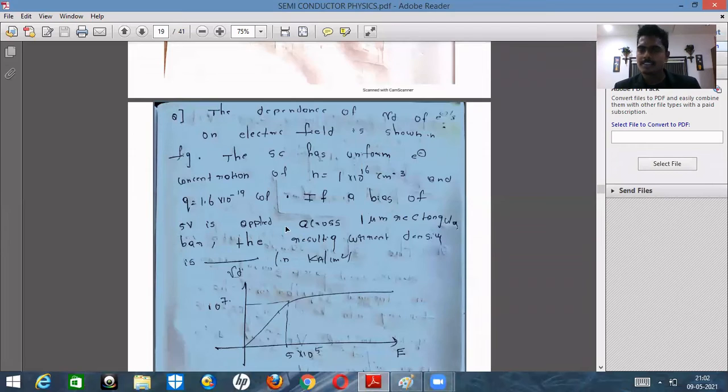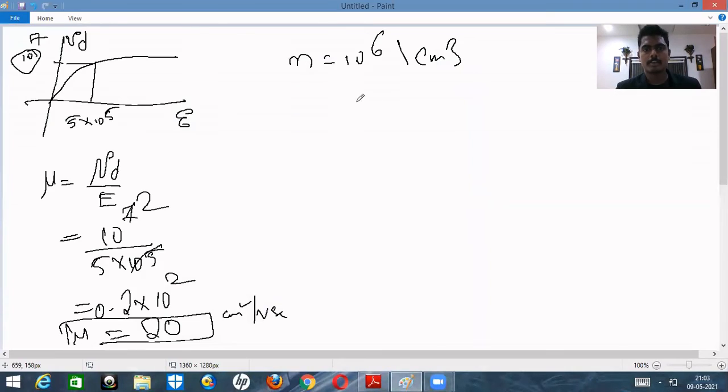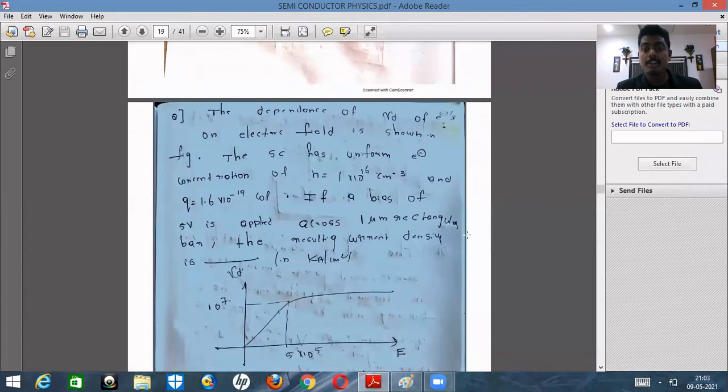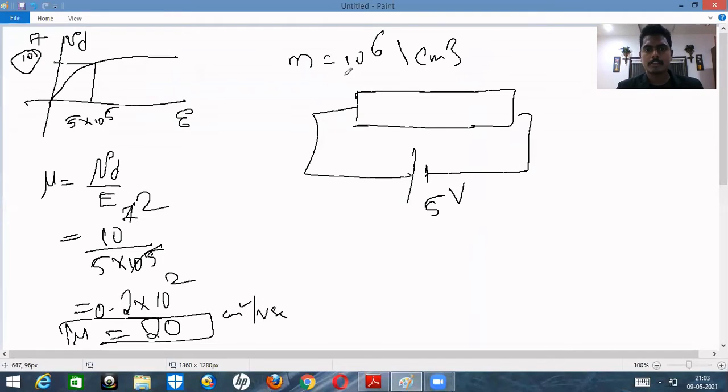And the charge of the electron, we know that. So if a bias of 5 volt is applied across the semiconductor bar, so there is a semiconductor slab, and they have applied 5 volts simply, on a 1 micrometer rectangular bar. So this is x equal to 0, and this is x equal to 1 micrometer.